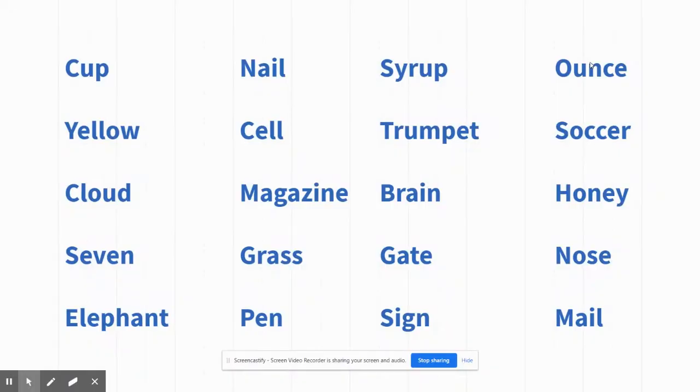Cup, yellow, cloud, 7, elephant, nail, cell, magazine, grass, pen, syrup, trumpet, brain, gate, sign, ounce, soccer, honey, nose, male.